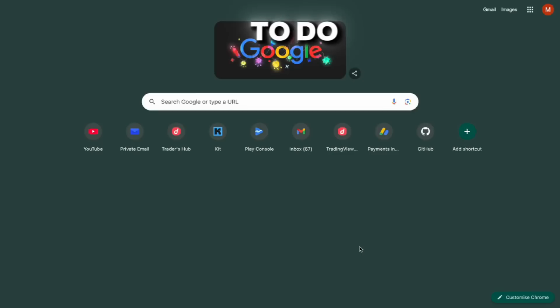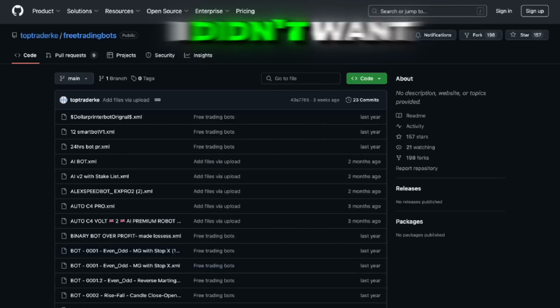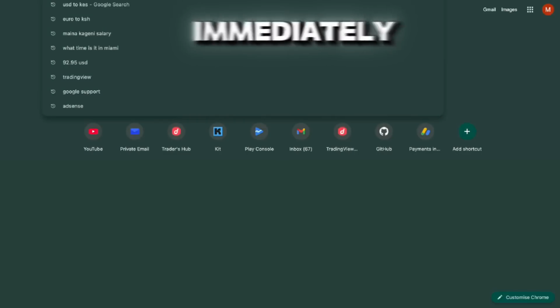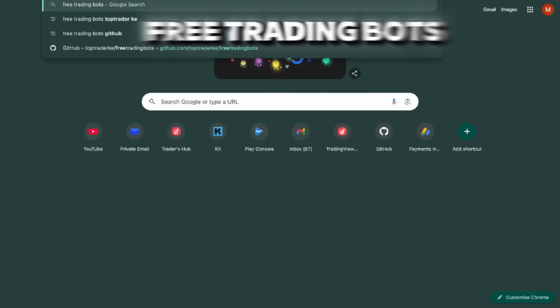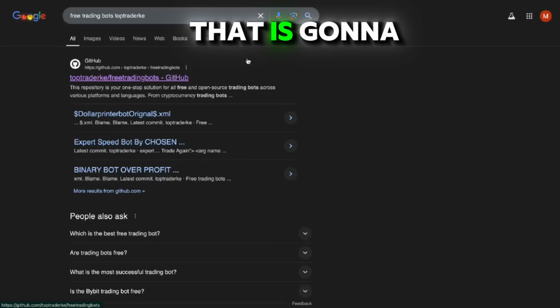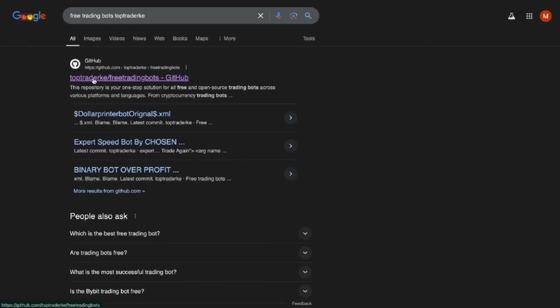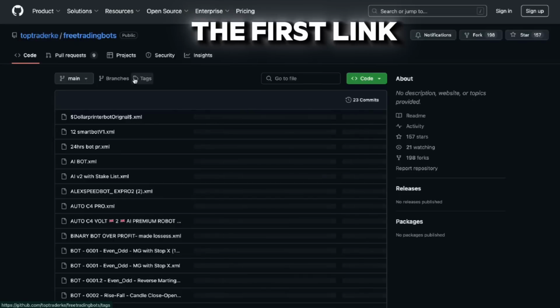So the first thing we're going to do, just go to free trading bots. I didn't want to show that immediately, so just type free trading bots and then type top trader KE. This is a repository that is going to give you everything you need. So it's always on the first page. Just type free trading bots top trader KE and click the first link.